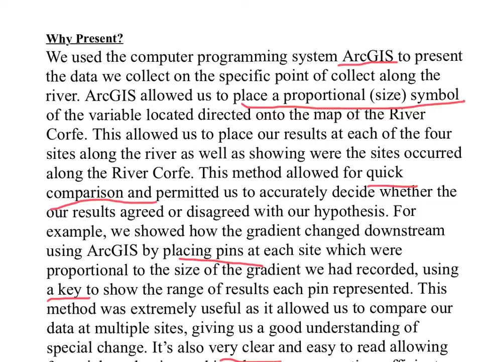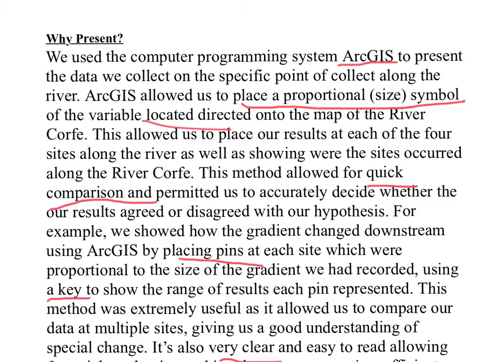ArcGIS allowed us to place a proportional symbol on the map. Okay, that's good description there. And it's located as well, which is one of the real strengths of it. So already we're describing and saying the strength at the same time. So it's allowed us to put our four sites. That's good. We know about those. It's a quick method, easy for comparison. That's a strength there.